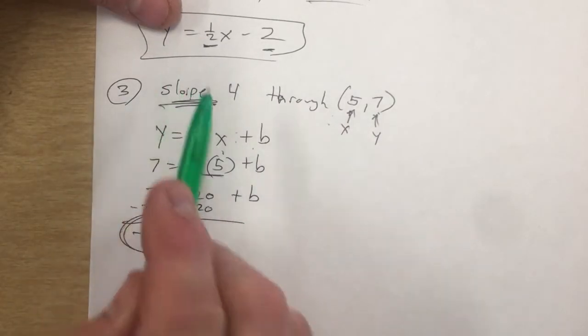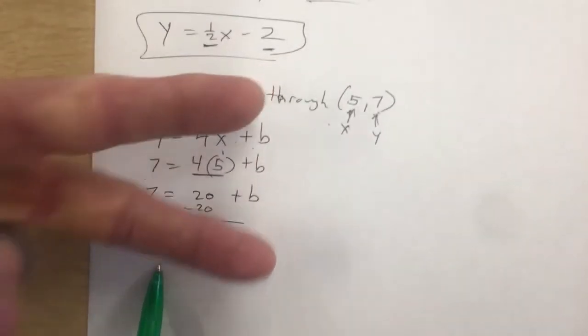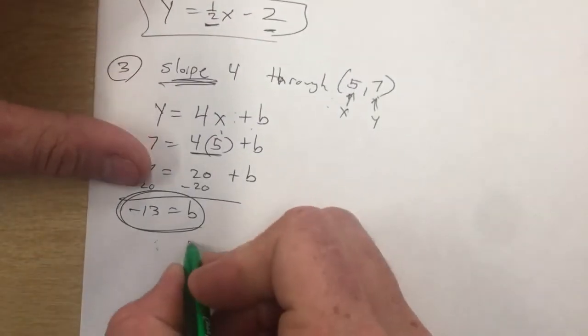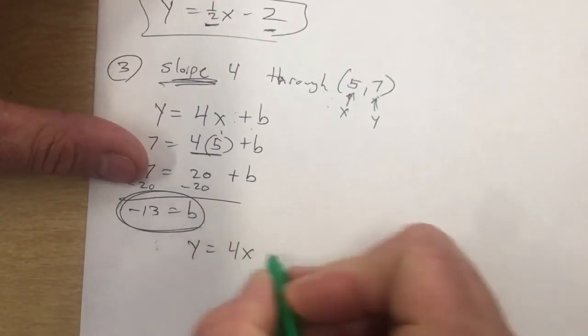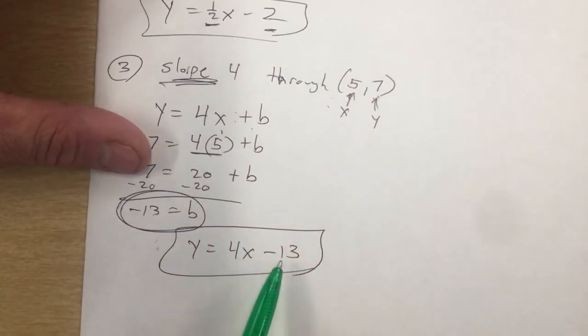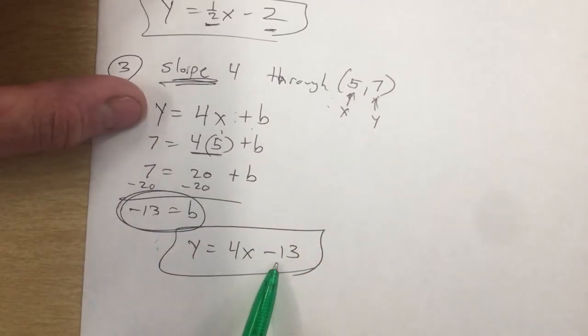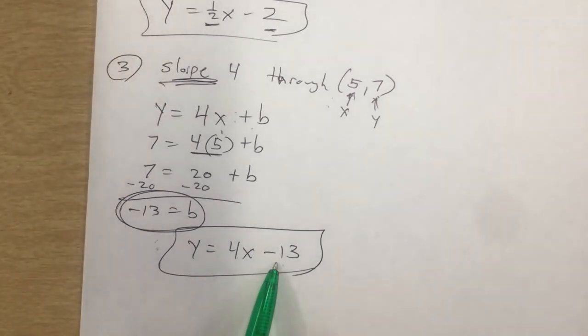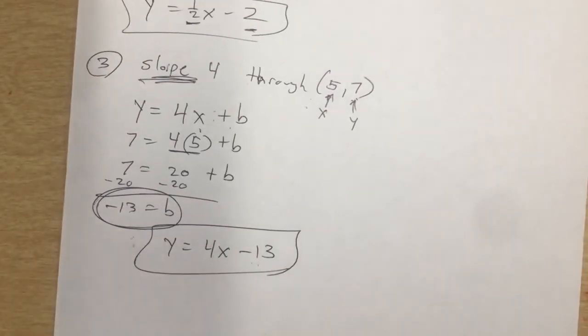So there's my slope, there's my y-intercept. That's the two things I have to have. So my equation, y equals 4x minus 13, and there's my equation right there. There's my slope, and there's my y-intercept. Okay, I'll do another one like that.